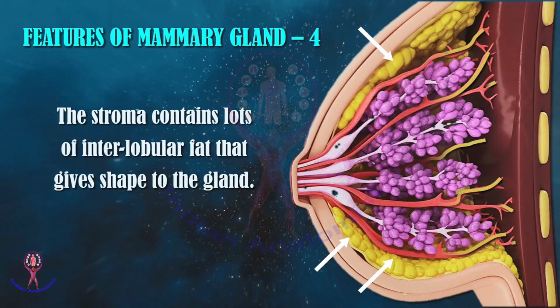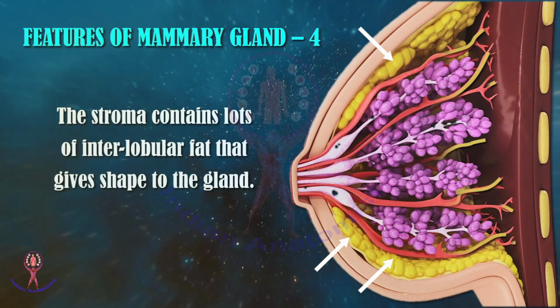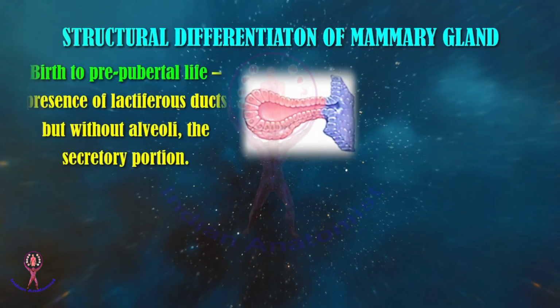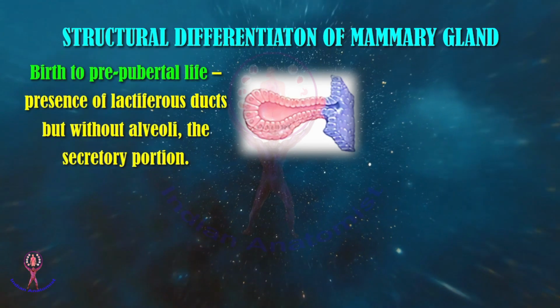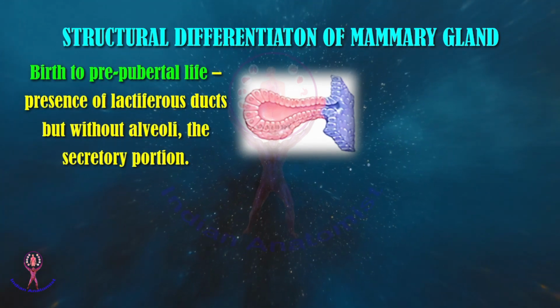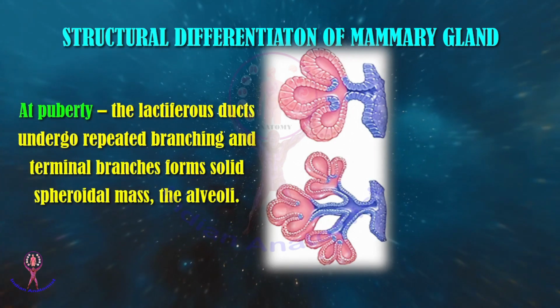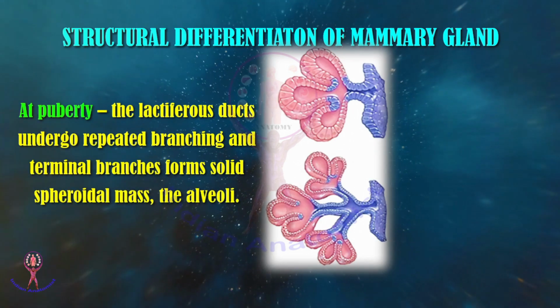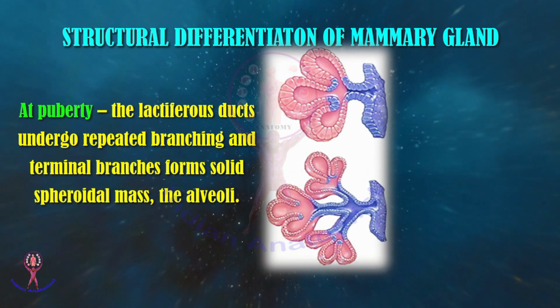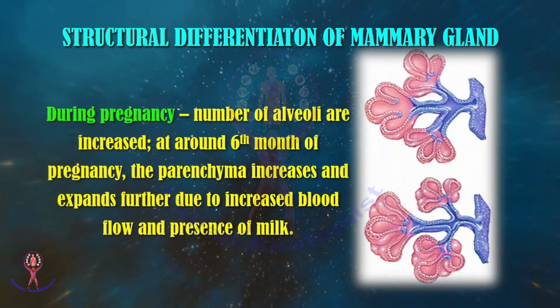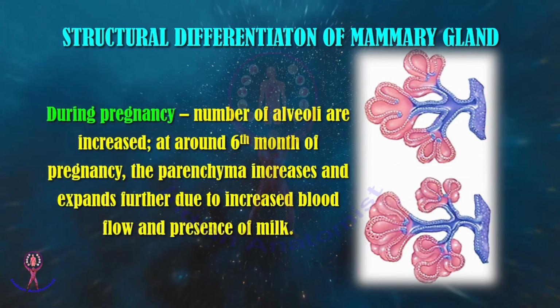Dear medicos, now I am going to discuss the structural differentiation of the mammary gland. From birth to prepubertal life, the gland contains lactiferous ducts, but without alveoli, the secretory portion. At puberty, the lactiferous ducts undergo repeated branching and terminal branches, forming a solid spheroidal mass, the alveoli. During pregnancy, the number of alveoli is increased.